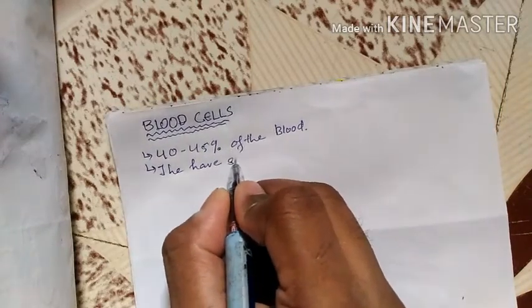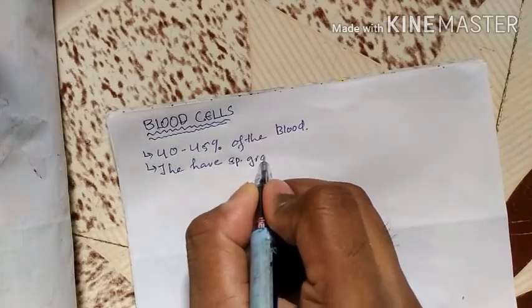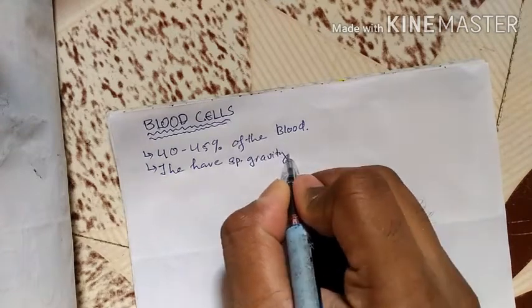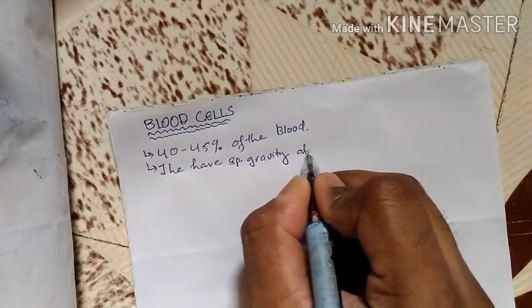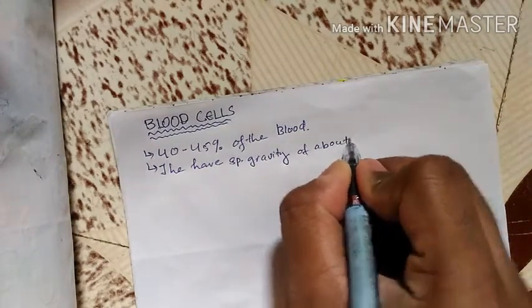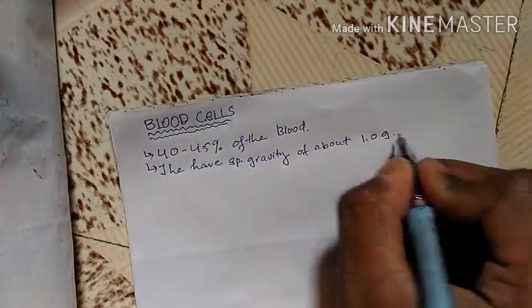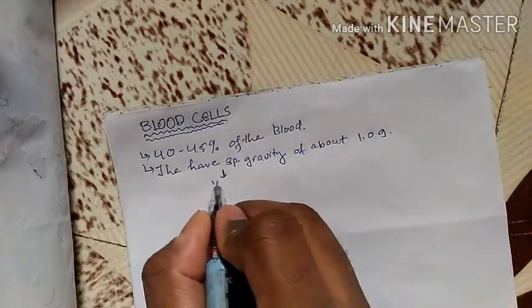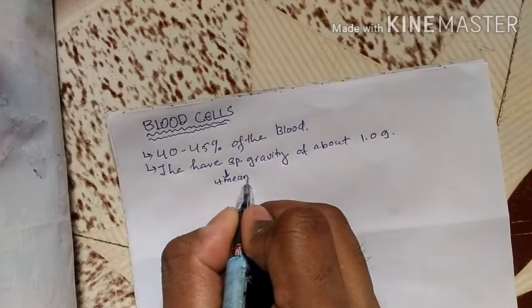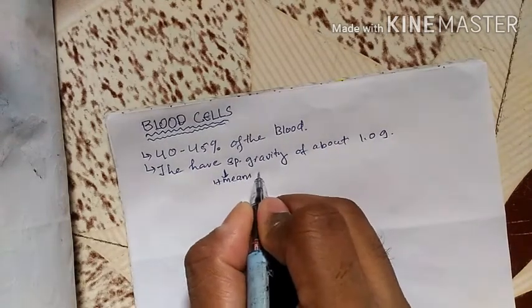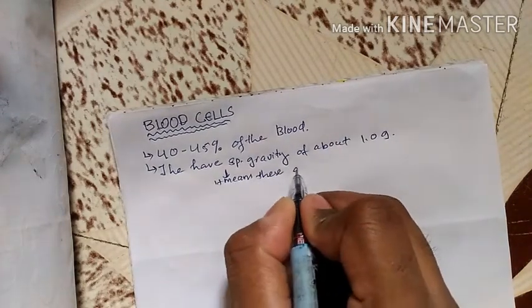The specific gravity of blood cells is about 1.09. It means they are slightly heavier than the blood plasma. Let me give you some more points about the blood.